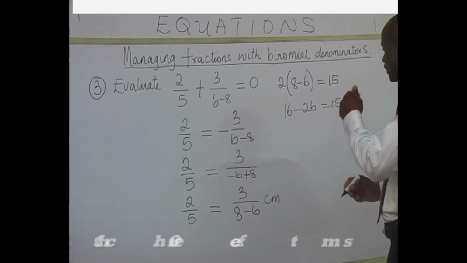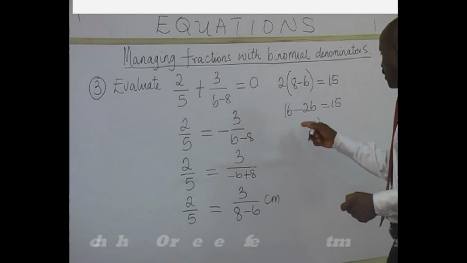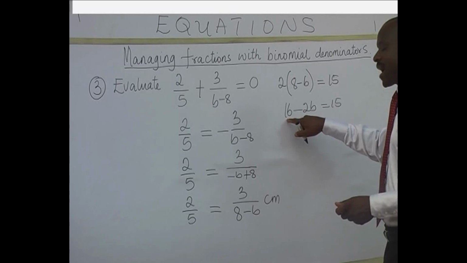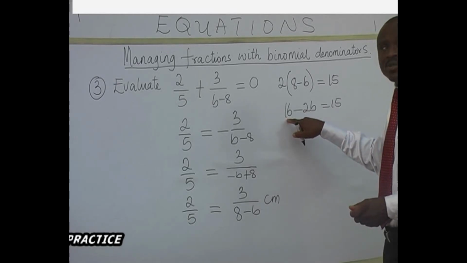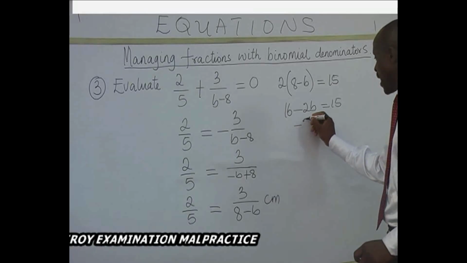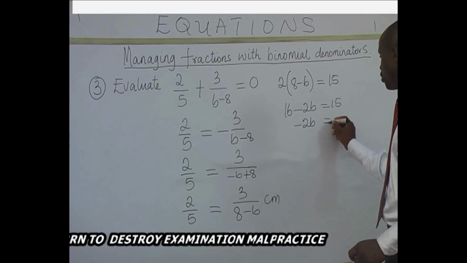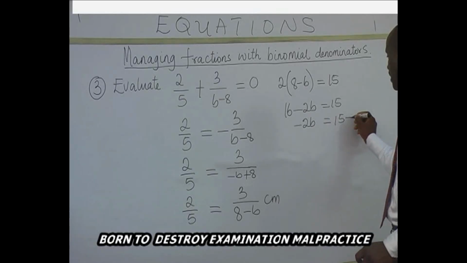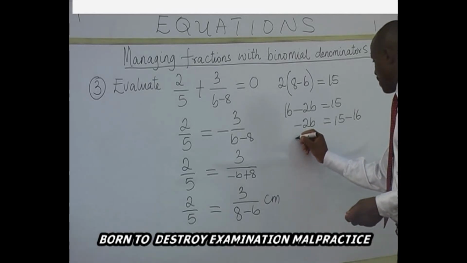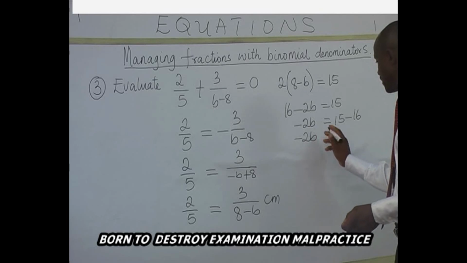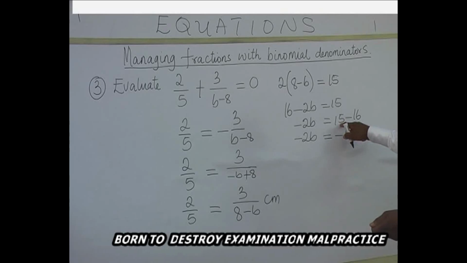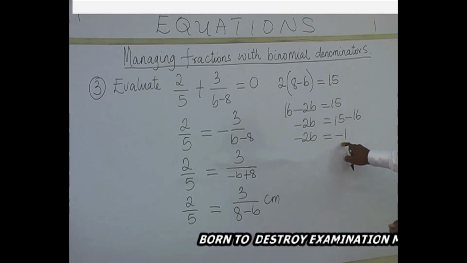15. You are going to subtract 16 from both sides of the equation so as to eliminate this 16 that is in the left hand side of the equation. When you do so, you'll be left with minus 2b, which will be equal to 15 minus 16. Minus 2b, still left in the left hand side of the equation, will be equal to minus 1. Remember, 15 minus 16 will give you minus 1.